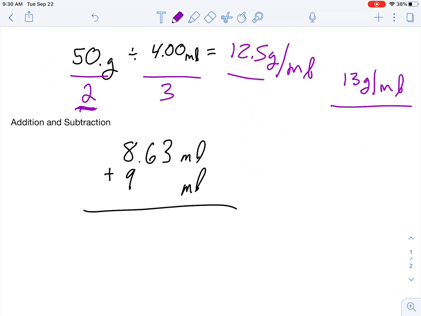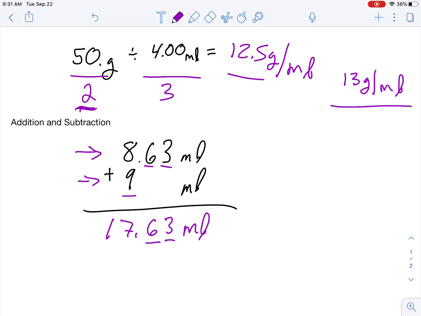For an addition and subtraction, it's a little bit different. It's now your level of significance that deems the level of significance of your answer. What I mean by that is here, we've measured 2 places past the decimal, and here, I haven't measured anything past the decimal. All I have is a whole number, 9 milliliters. When I add these two values together, I would get 17.63 milliliters.